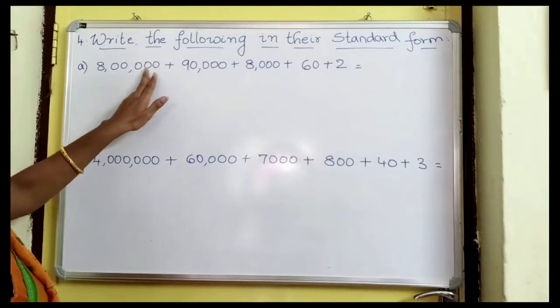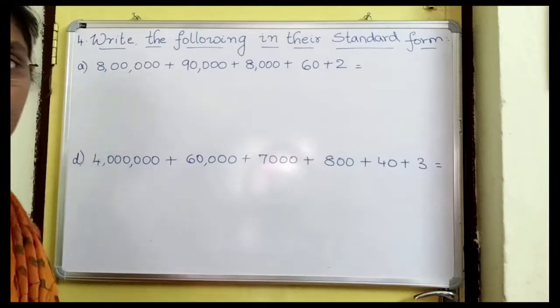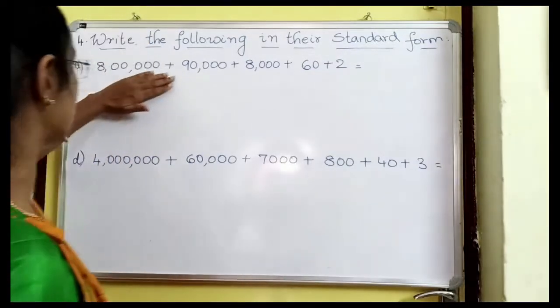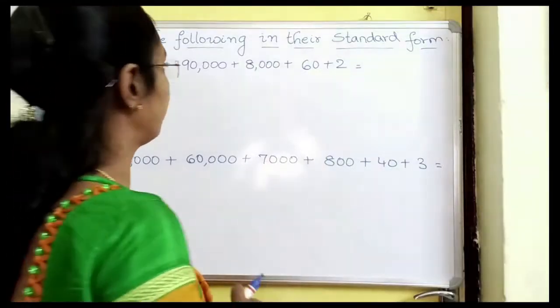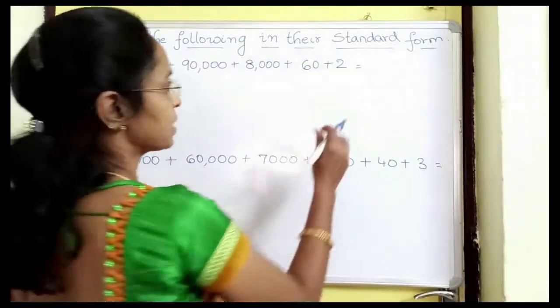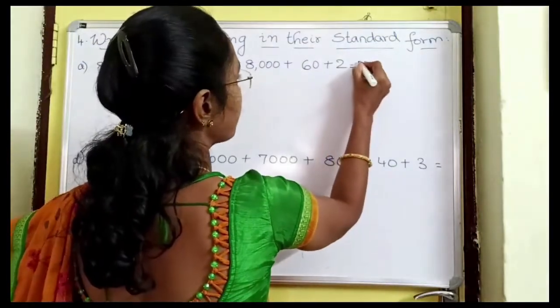Now see, 1, 2, 3, 4, 5, 6. It is a 6-digit number. So this is the highest place of the number. It is a 6-digit number. When it is a 6-digit number, the highest place will be the lakhs place.